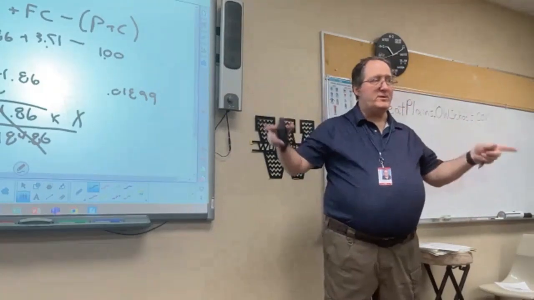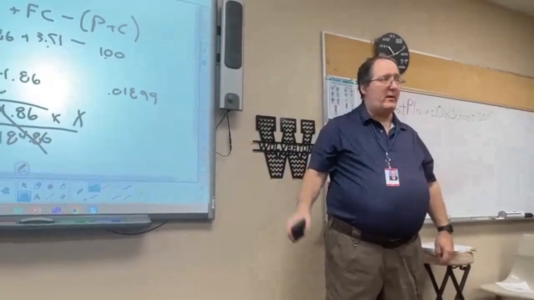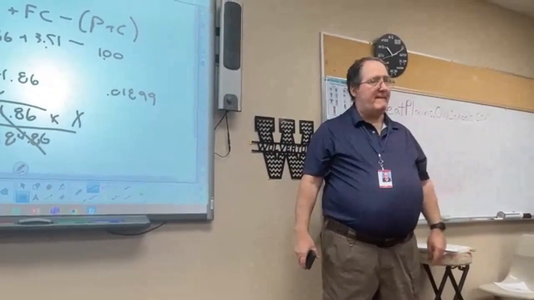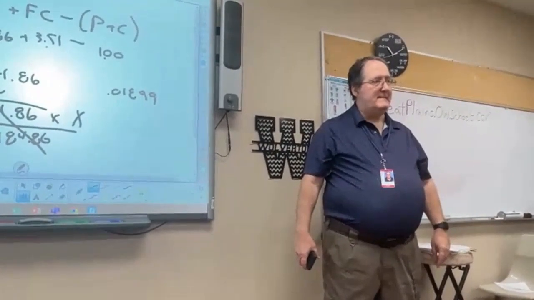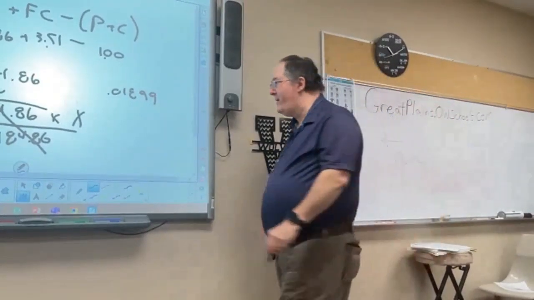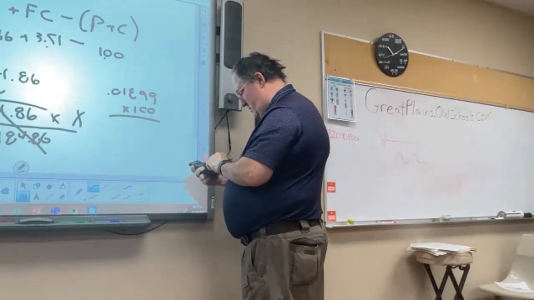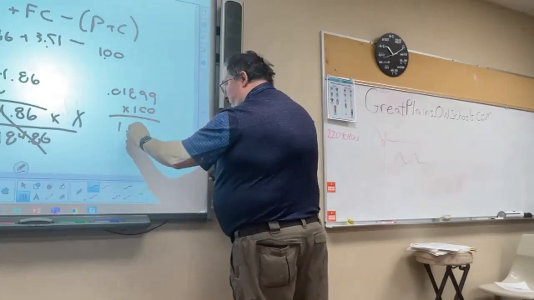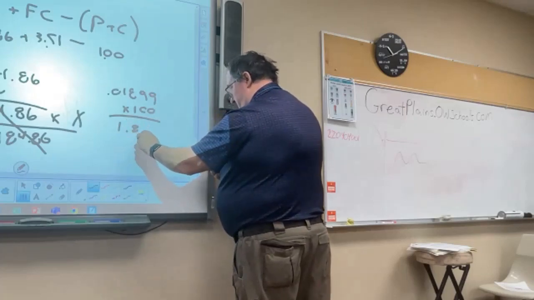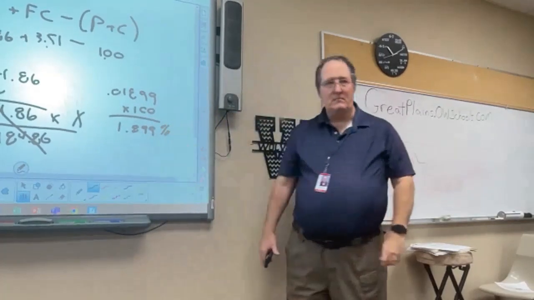How do you convert anything to a percentage? There's 2 ways of doing it. They both are basically the same. One's with a calculator, one's without. But how do you make something a percent? Multiply by 100. Okay, so I told you it's multiply by 100. And I get 1.899. Don't forget your percent sign. Because it's a percent, right?